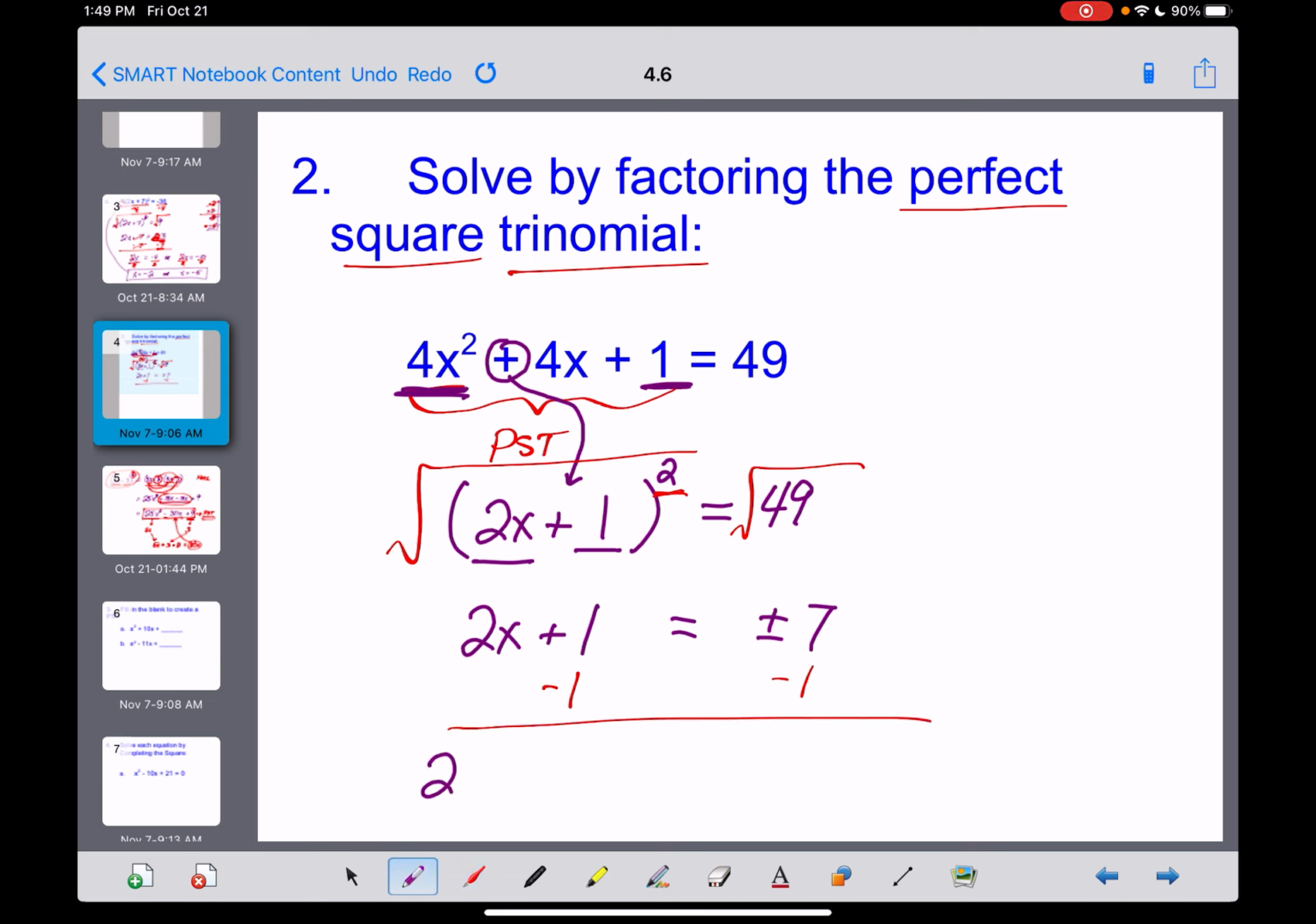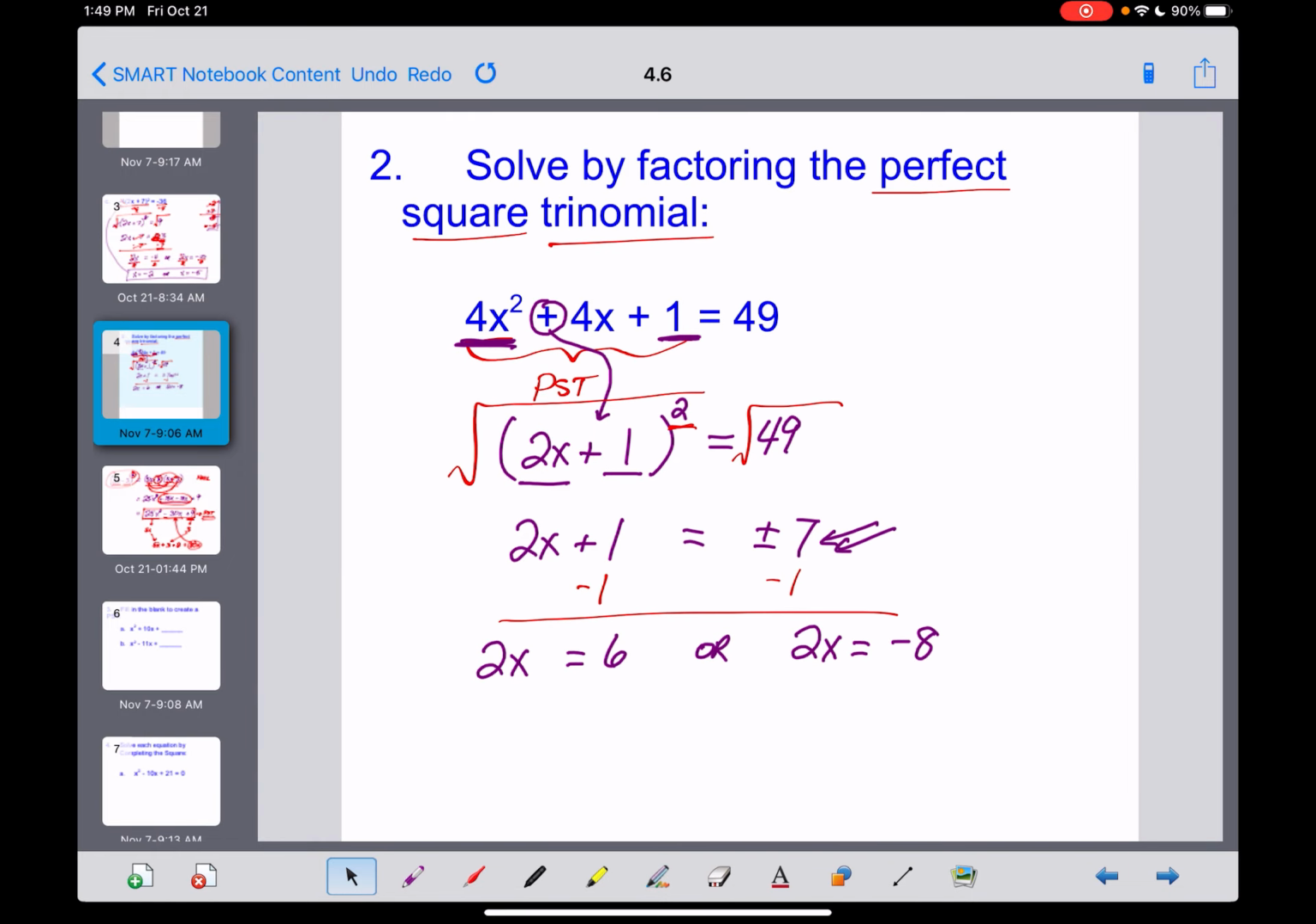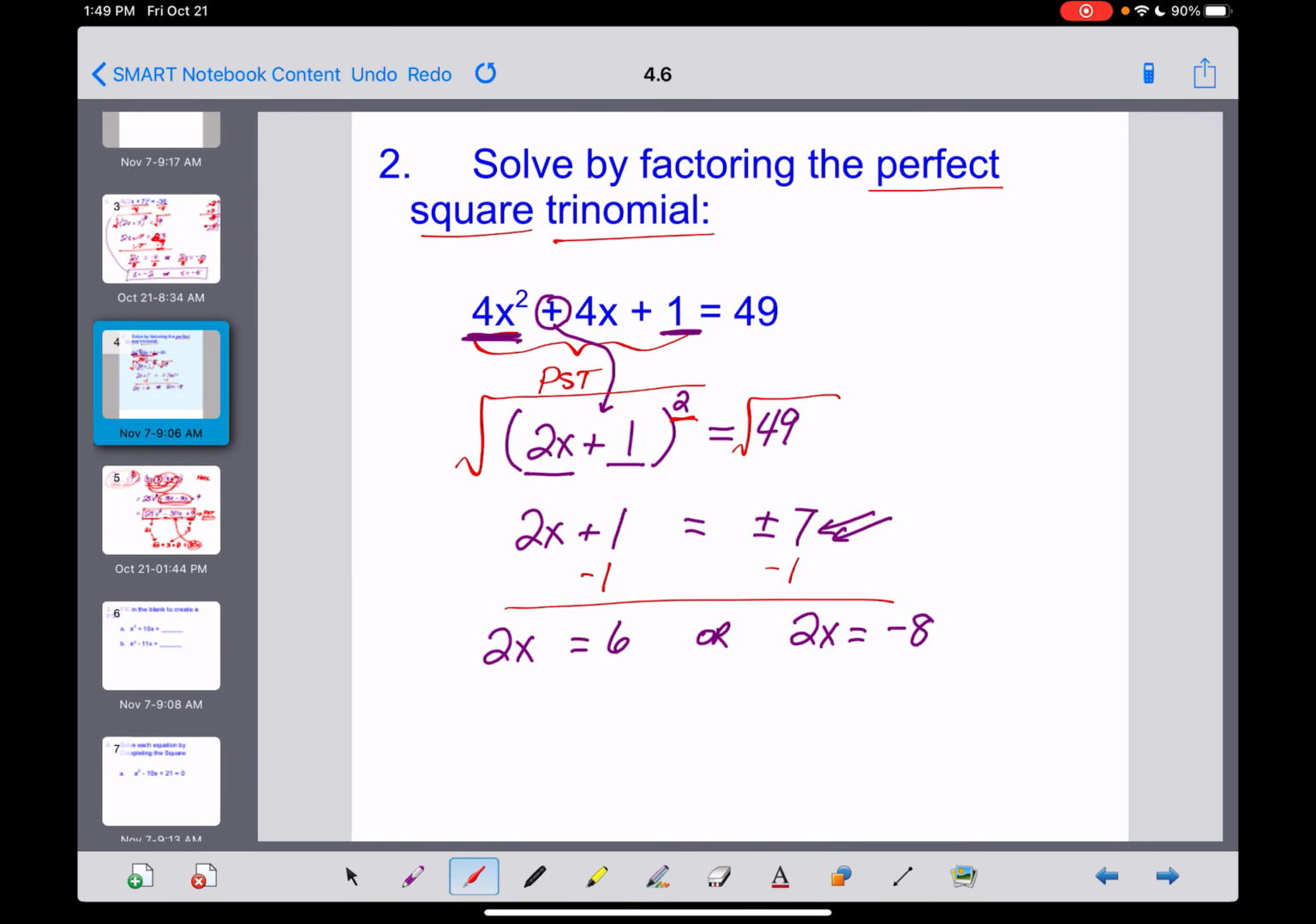So now we're going to get 2x equals, and let's do the positive case first here, guys. Positive 7 minus 1 is 6. But then there's an "or" there, and now we need the negative case. 2x equals, now we look at negative 7 minus 1, which is negative 8. Now we solve each one of these equations individually.